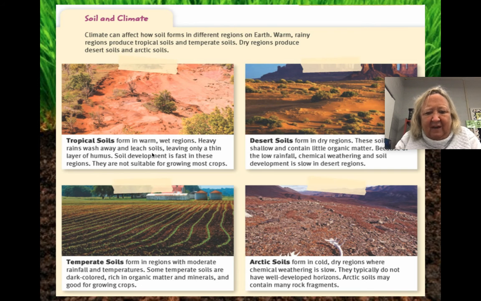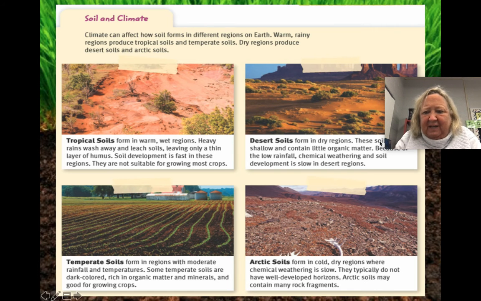Okay, so they have heavy rains, which leaches the soil, meaning kind of erodes it away. So there's only a thin layer of humus. Takes the soil longer to develop there, and a lot of crops don't grow there.